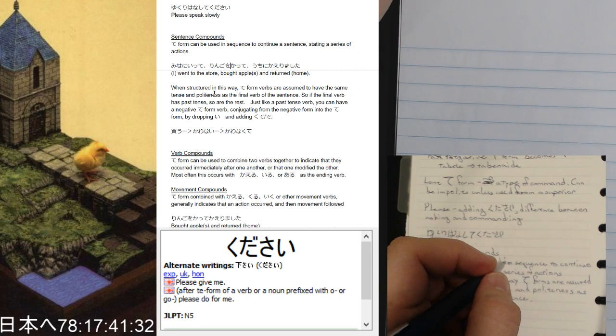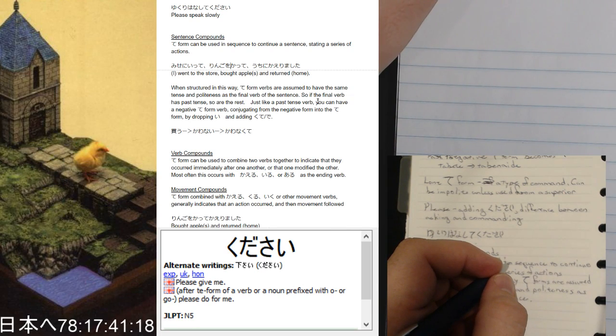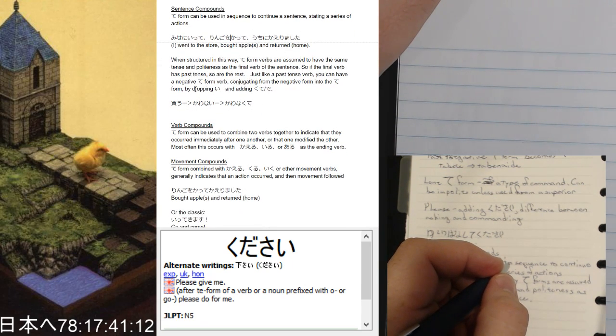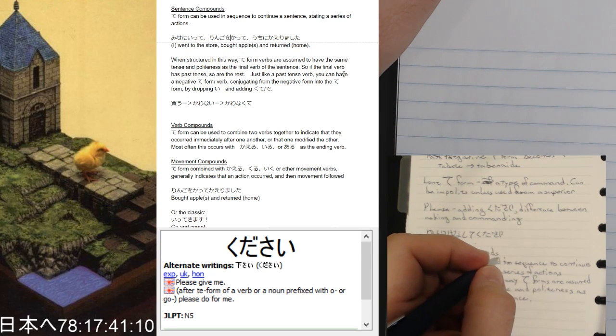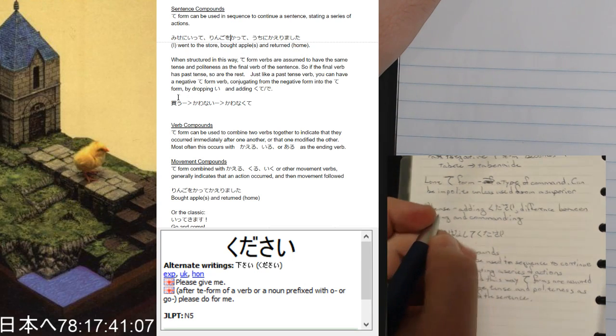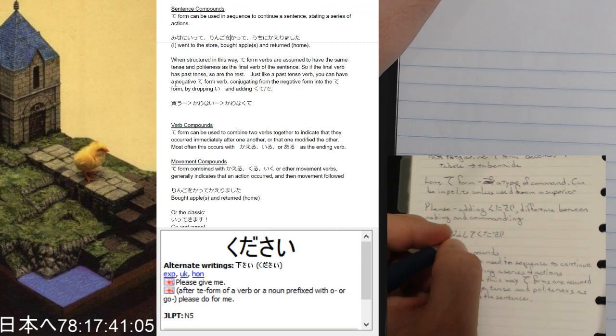They're also assumed to carry the politeness. You're not dropping politeness from using te form. Oh, I did mention negative te form verbs here. I guess I did look it up. I completely forgot about that.